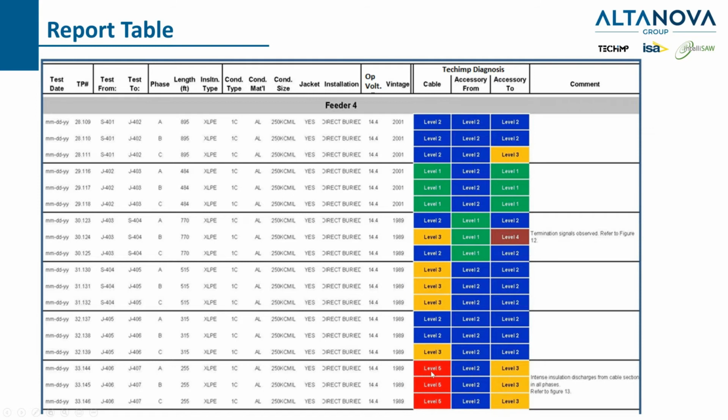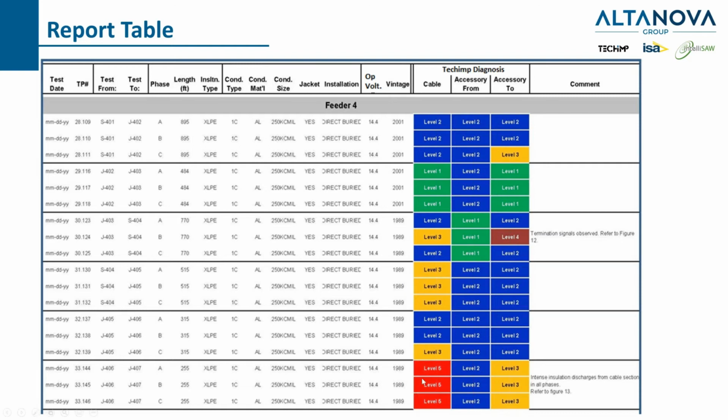So I'm going to ask a question. What are the chances of having a level 5 PD in all 3 phases at one time? And I want to answer the question: the chances are slim to none. So why does this report say all 3 phases have a level 5 partial discharge in them? Well, if you remember, they're RF signals, so they're going to propagate.